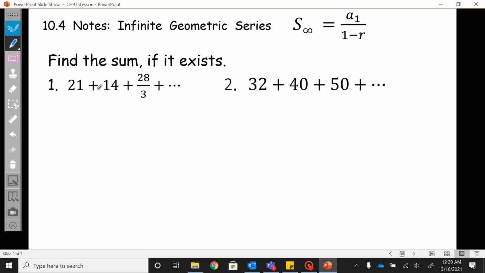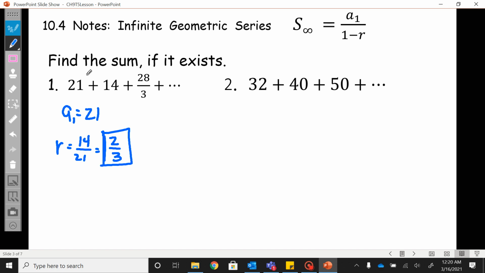So we need two things. We need the first term, which in this case is 21, and we need the ratio. If you don't know the ratio, which is kind of hard to see from 21 to 14, you just need to take the second term and divide it by the first term. So 14 over 21. 7 goes into 14 2 times, 7 goes into 21 3 times. So the ratio is 2/3, okay?